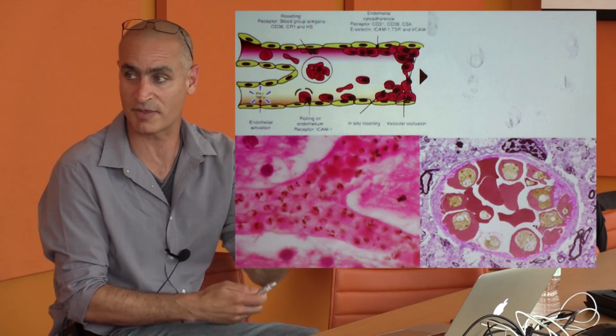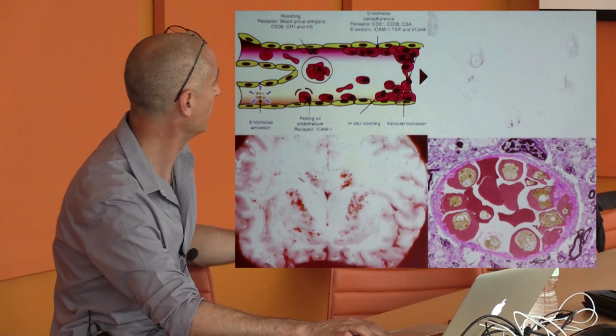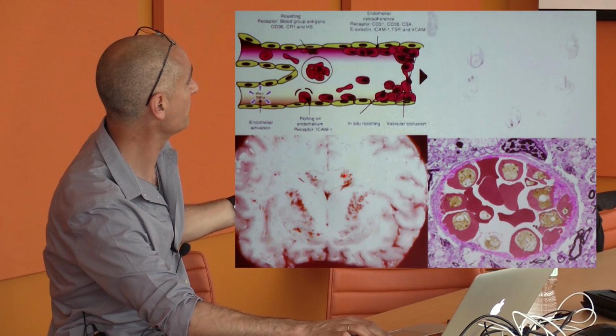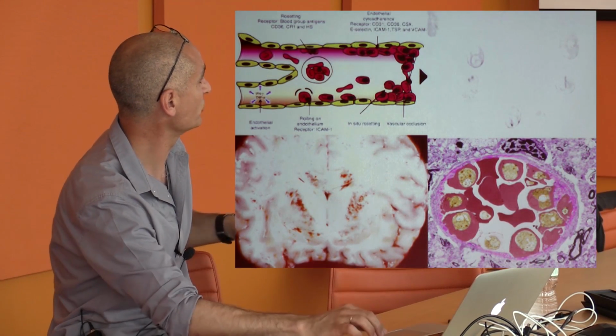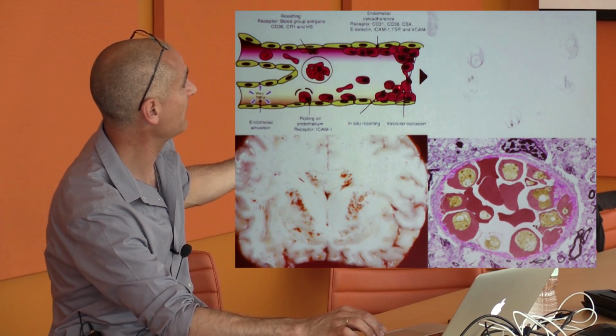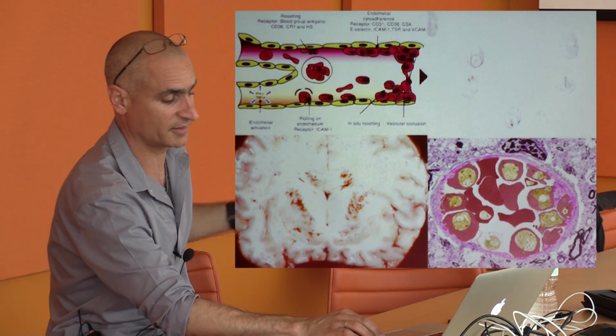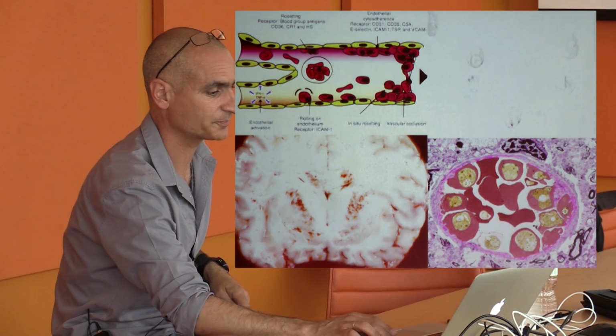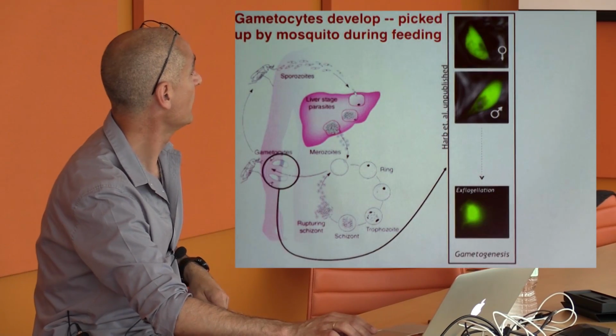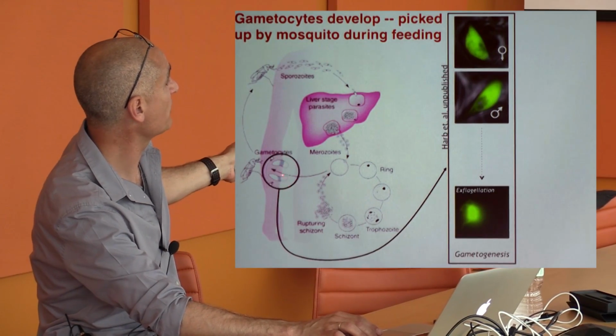You have all these blockages of vessels in your brain, and you can see that in the cross section of your brain. You'll see all these vessels that are blocked, where the malaria-infected cells just clustered and clogged them. Okay, and so finally you have this formation of gametocytes.